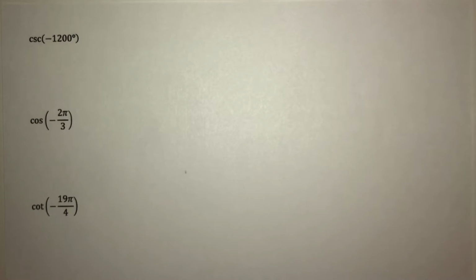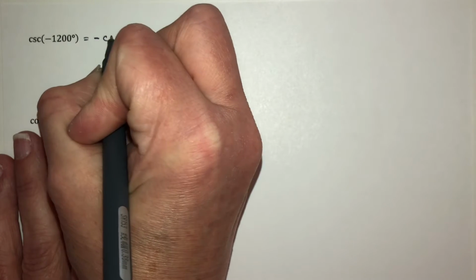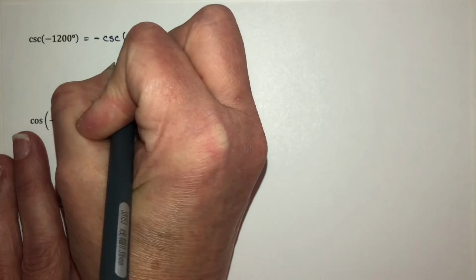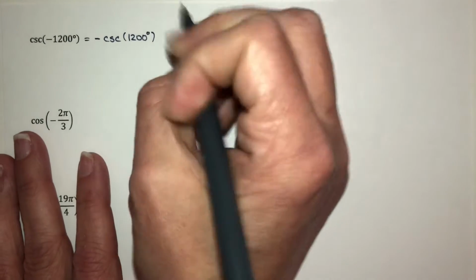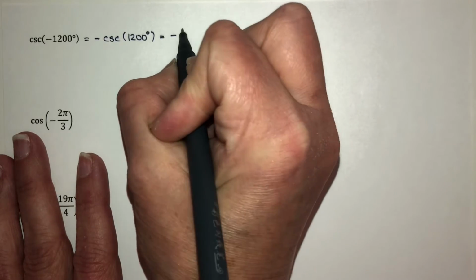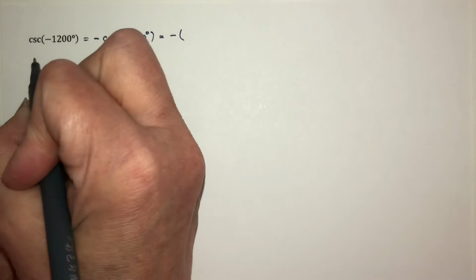This is part 8 of section 4.3. We want to find cosecant of negative 1200 degrees. Well, cosecant is an odd function, so it is the same thing as negative cosecant of positive 1200 degrees. Okay, so this is going to be negative times something. Now let's work on finding this.